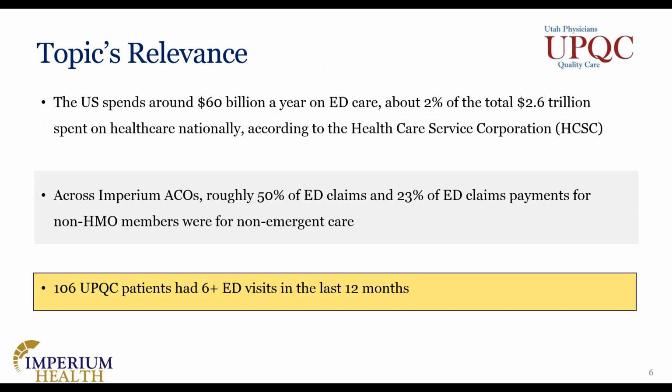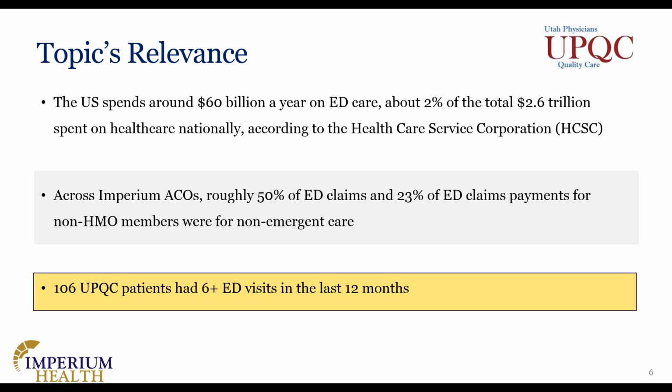So today's topic, I would say, is really important and relevant because the U.S. spends about $60 billion a year on ED care. Now that's 2% of the total expenditure. So when I was doing some research for today's webinar, I saw an article by the Annals of Emergency Medicine where they talked about it's actually a small portion of the total spend. Well, it might be a small portion, but it's still $60 billion.